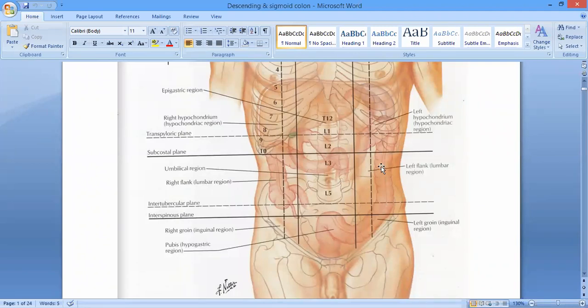Now, the course of the descending colon is that it begins at the splenic flexure, at the upper part, just along the lower pole of the spleen. You can see here lies the spleen. So from the lower pole of the spleen, it passes downwards through the left hypochondrium and then into the left lumbar region. While passing from the left hypochondrium to the left lumbar region, it is lying along the outer border of the left kidney. Here you can see this one.